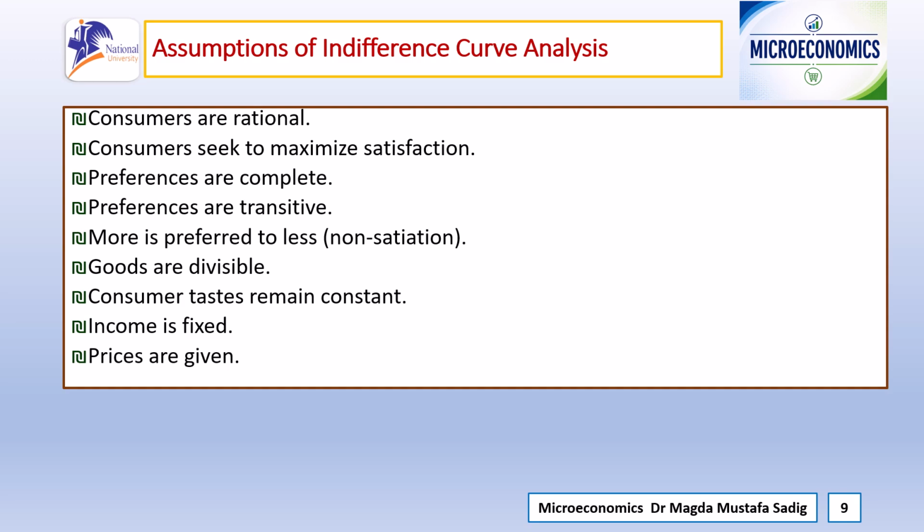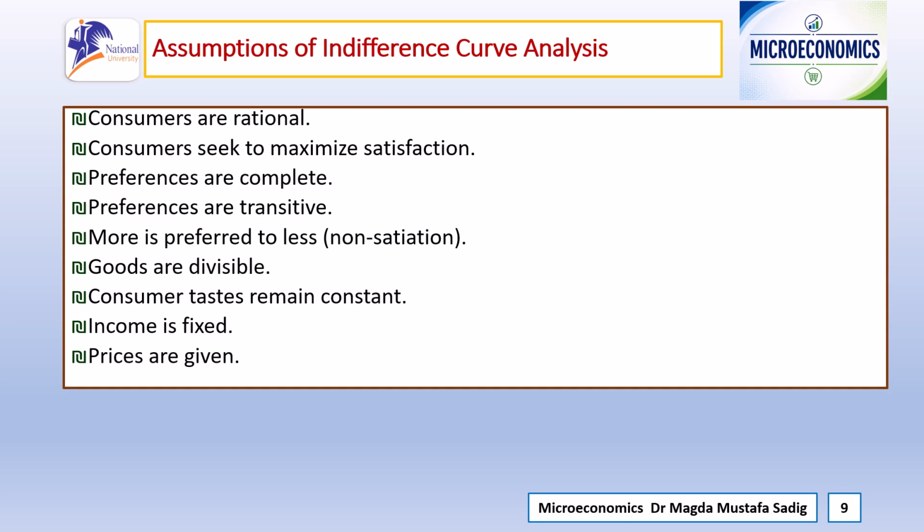The sixth assumption is that goods are divisible. What do we mean by this? This means goods can be consumed in small units or fractions. For example, consumers can buy half a kilogram of rice or 1/4 of a liter of milk. This assumption makes graphical analysis easier. The seventh assumption is that consumer tastes remain constant during the period of analysis. In other words, preferences do not suddenly change while consumers are making their decisions.